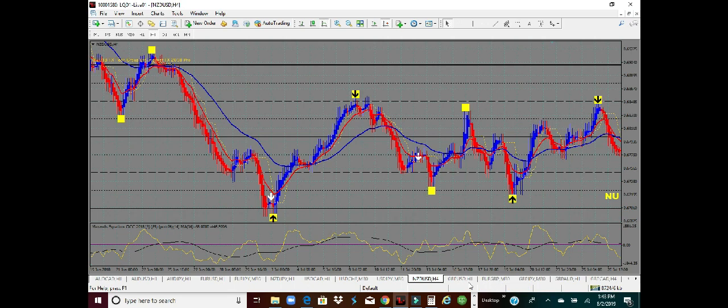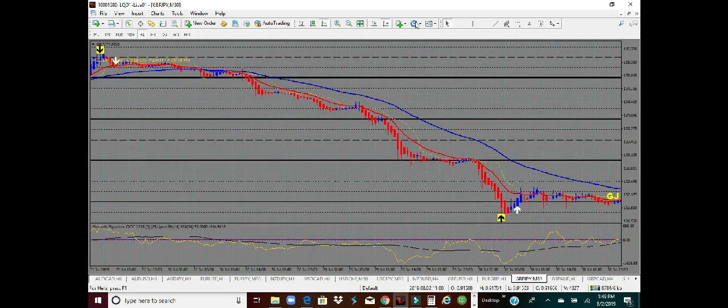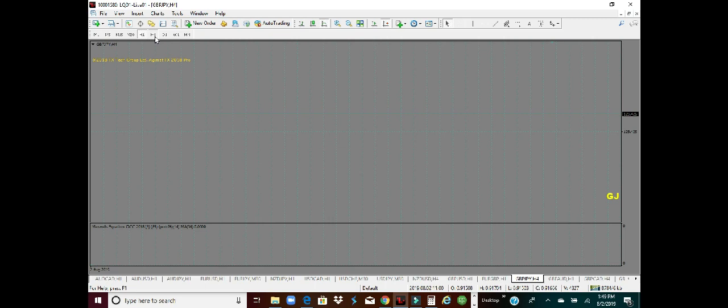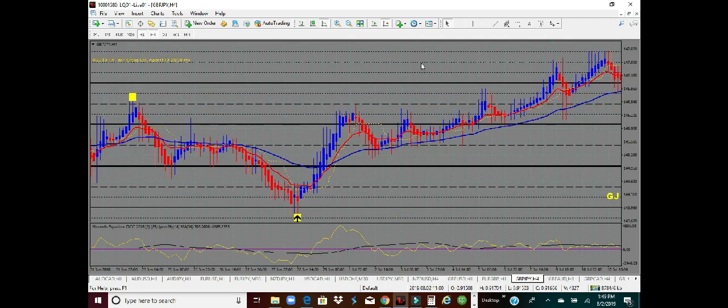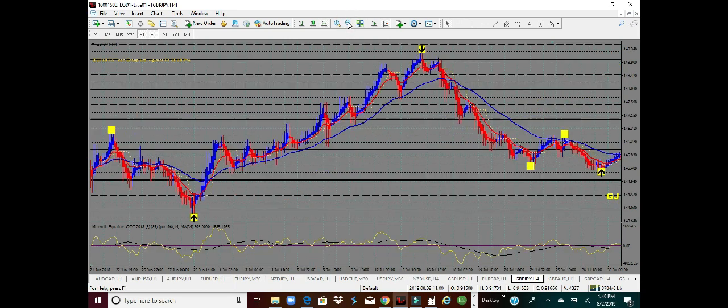So let me go ahead and pull up another pair. Okay, so now we're looking at GJ. You see here on the 1-hour. Let's go to the 4-hour time frame, because I want to see higher. Okay, so let me zoom out a bit, guys, so you can see better.